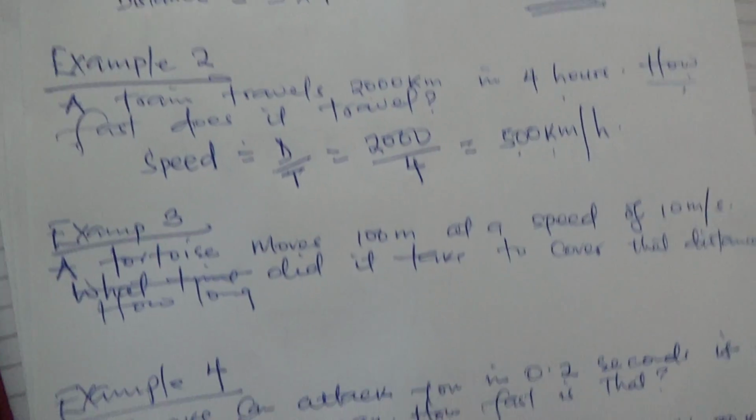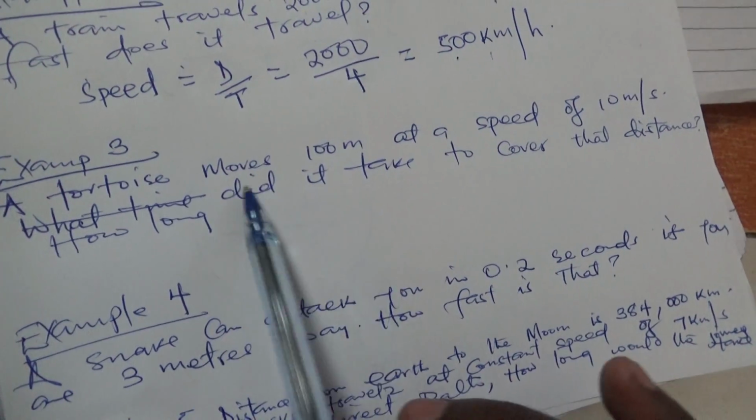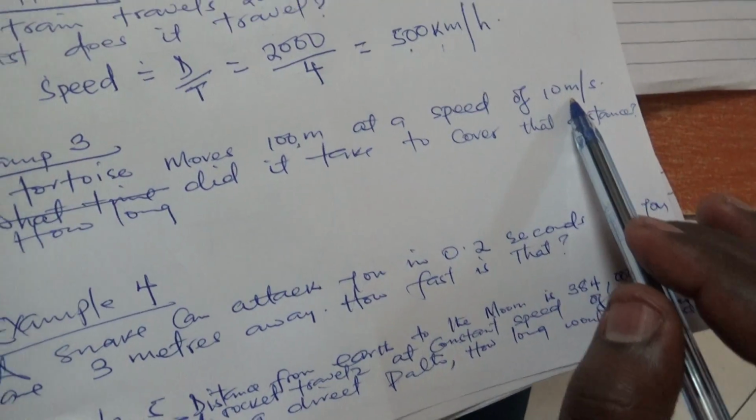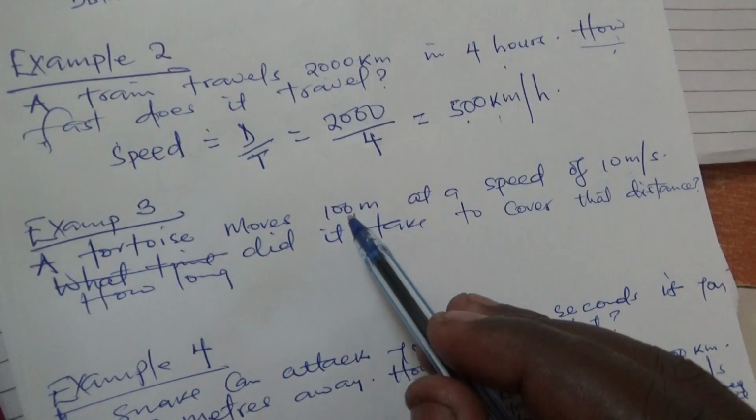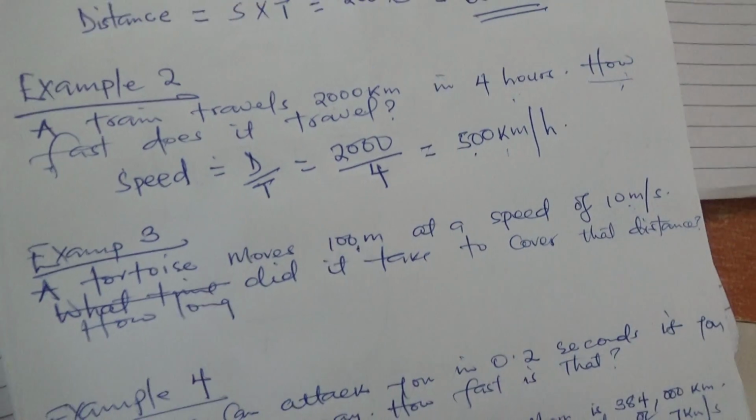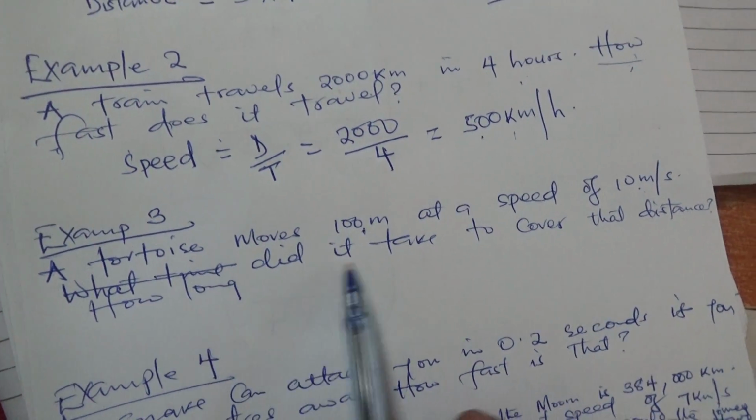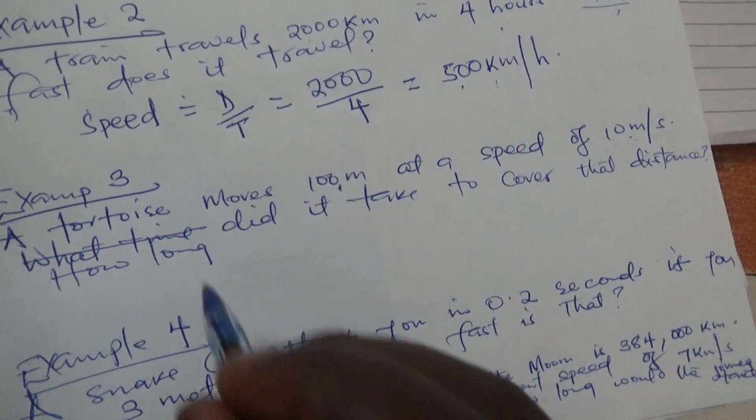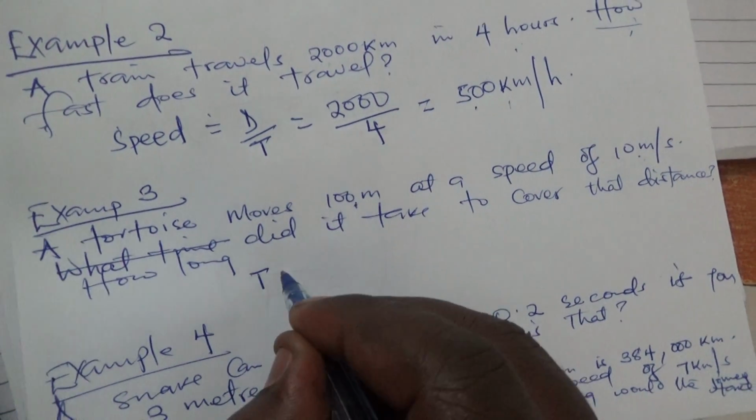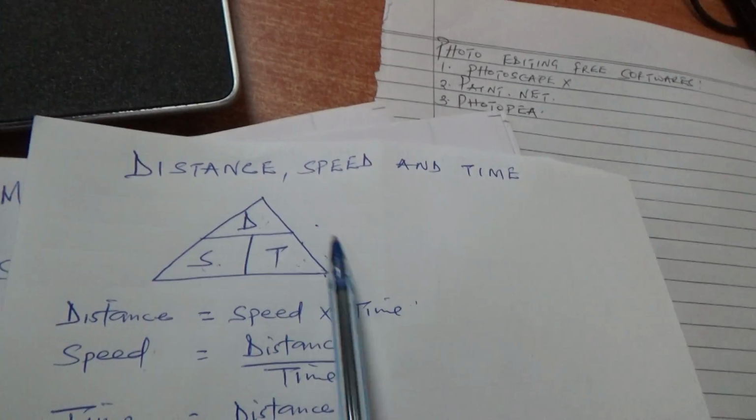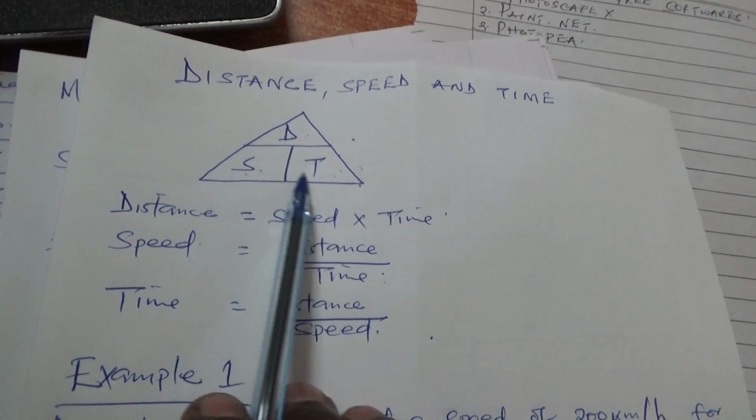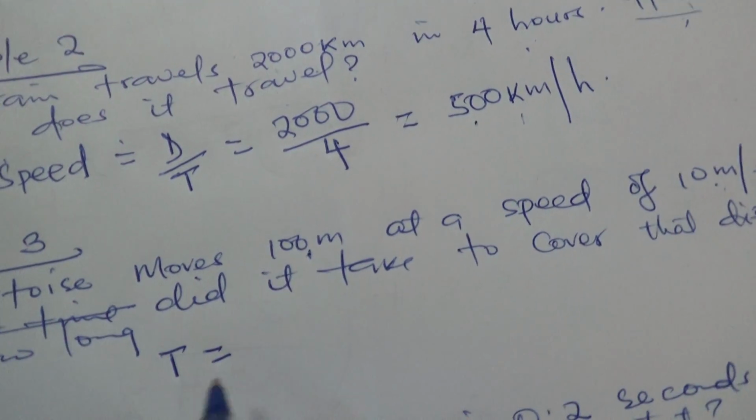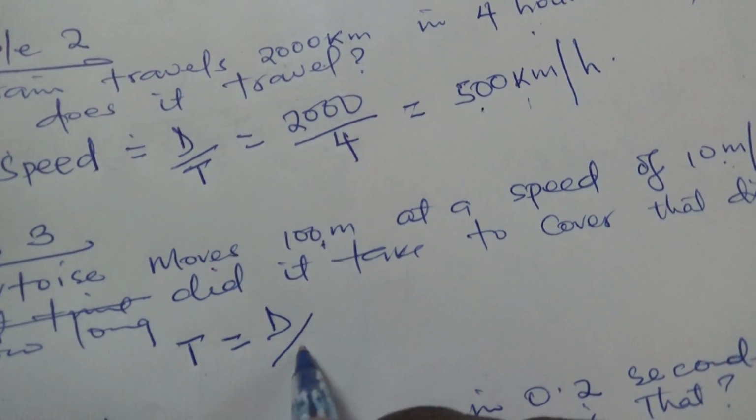And then the third example is a motorist moves 100 meters at a speed of 10 meters per second. This one is distance and this is speed. So how long did it take to cover the distance? So how long? This one is time. Time is equivalent, from the DST triangle, if you want to calculate time, it is always the distance over speed. So you come here and you say time is equal to distance over speed.